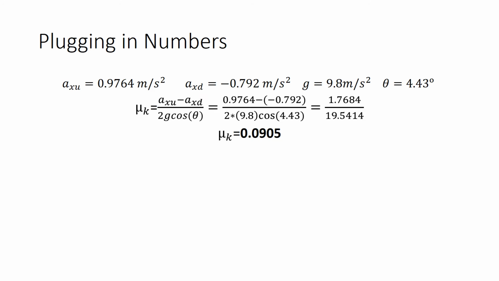And when we get all those numbers, we plug it in for the coefficient of friction, which is the acceleration in the x-axis going up minus the acceleration in the x-axis going down, all of that divided by 2 times gravity times cosine of theta. And we found that to be 0.0905.